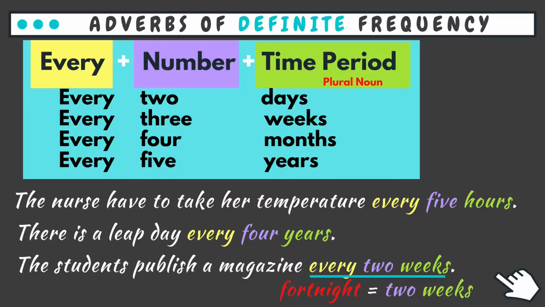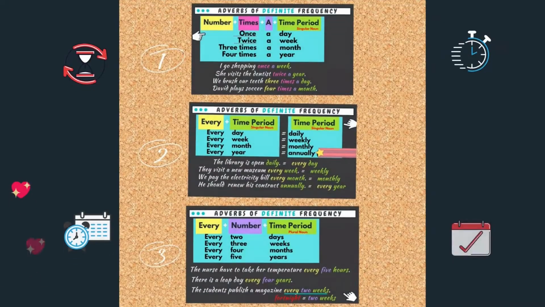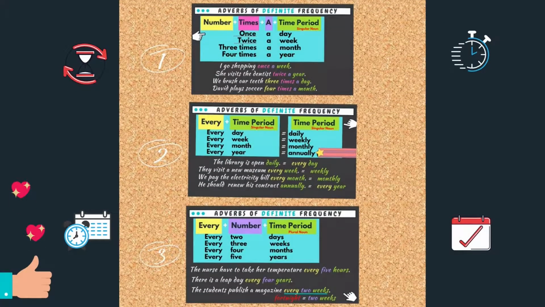Once a week, 3 times a month, 4 times a year. Every day, daily, every week, weekly, every month, monthly, every year, annually, every 2 days, every 3 weeks, every 4 months, every 5 years.